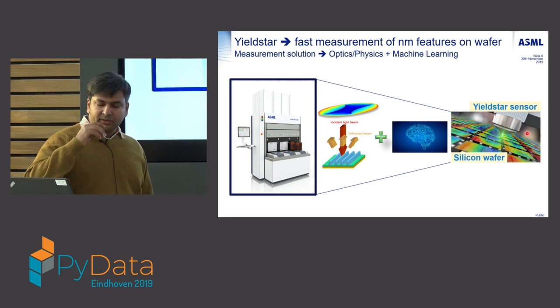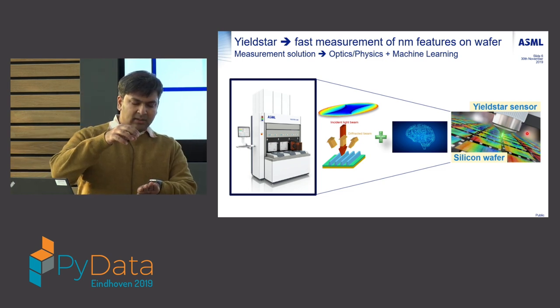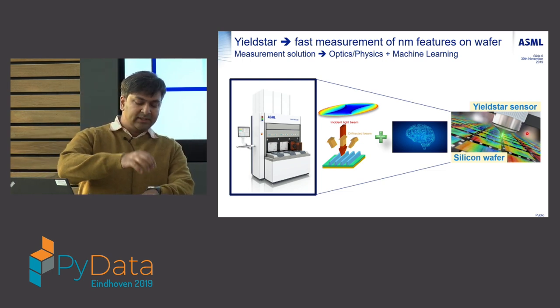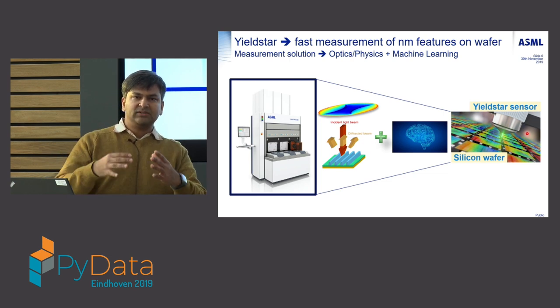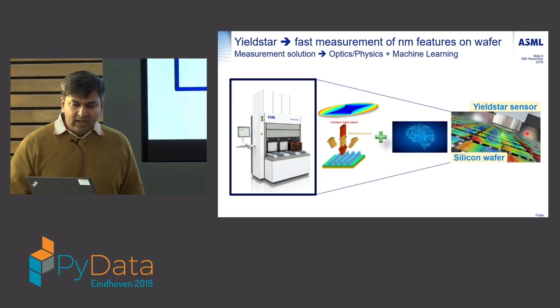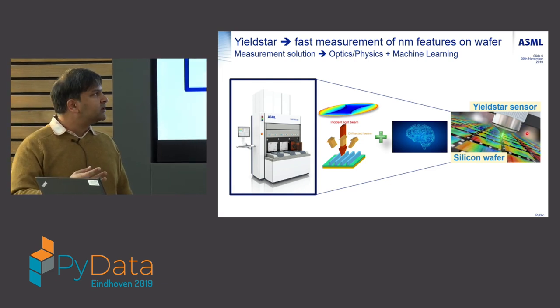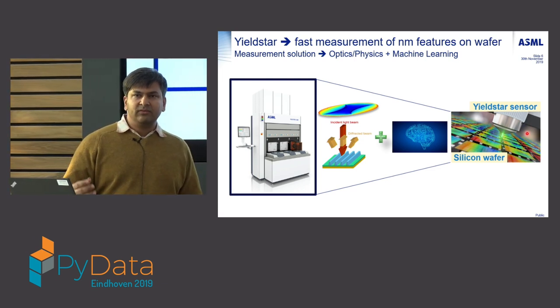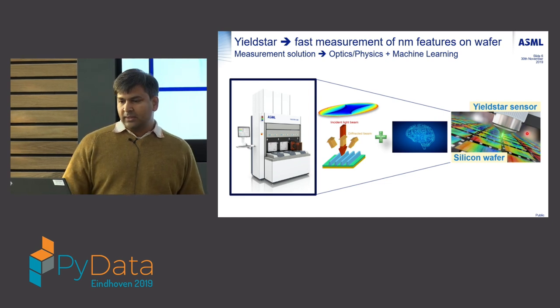Scatterometry refers to the fact that when you have a beam of light incident on any structure, as it reflects back, it carries information about the very structure as light interacts with it and comes back. And by looking at this information and then combining it with some machine learning models, we are able to provide a very fast solution to measuring overlay on wafers.